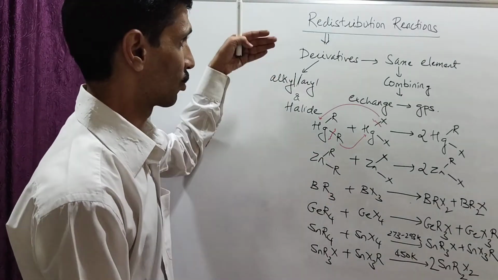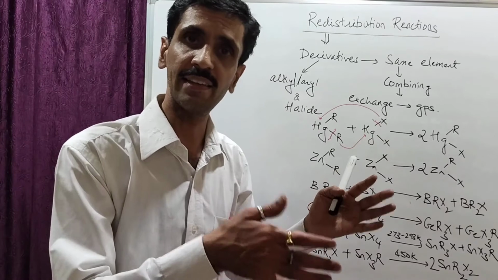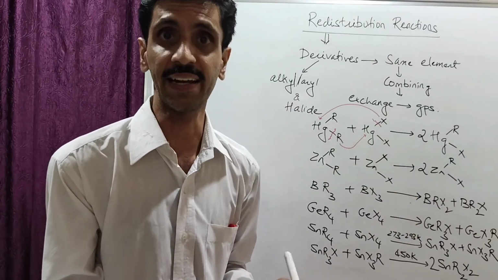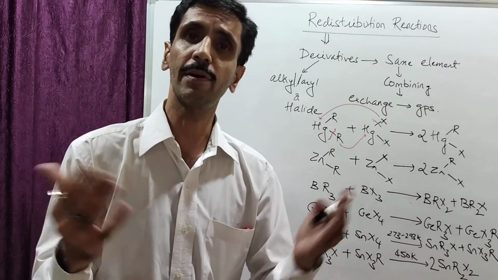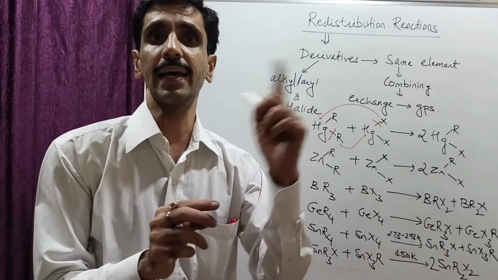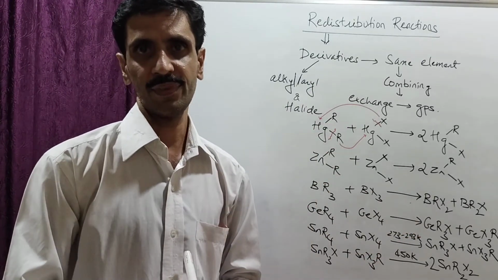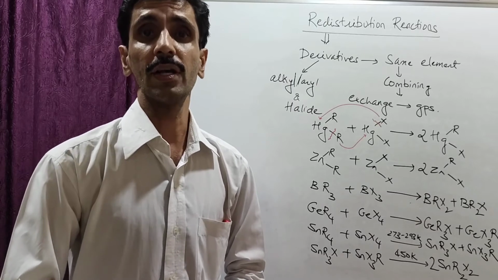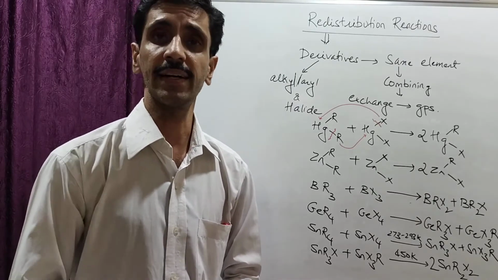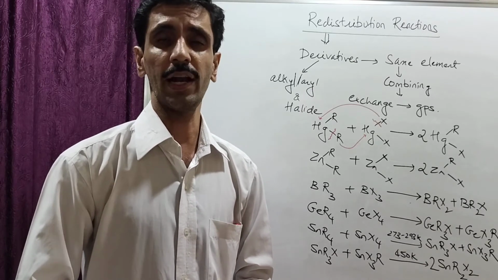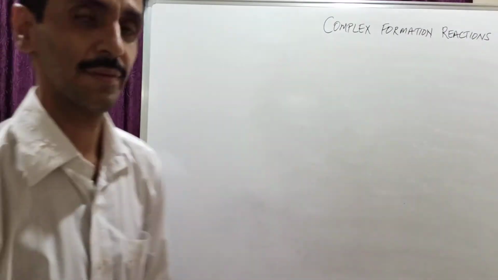Okay, so the two derivatives are, first one is the R group, which can be either the alkyl or the aryl, and the second one is going to be halide. So basically we are talking about an exchange taking place between a halide ion and the alkyl ion or the aryl ion. Okay, so this is, my dear friends, the fourth property of the organometallic compounds under the heading of redistribution reaction. And I hope you have well understood this very well.